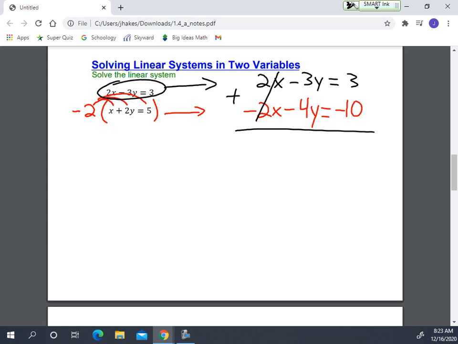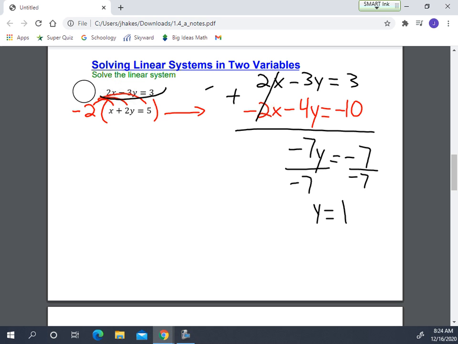Now we're left with y. We're left with negative 3y plus a negative 4y, which is negative 7y, is equal to 3 plus a negative 10, which is negative 7. And if you divide by negative 7, you get y is equal to a positive 1.